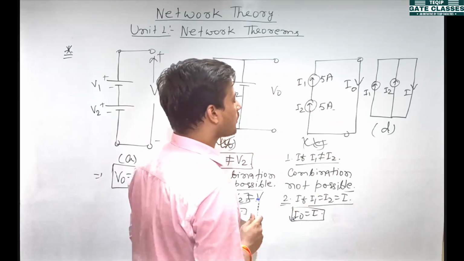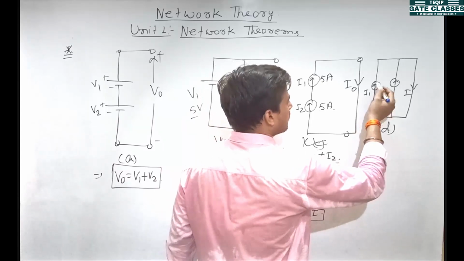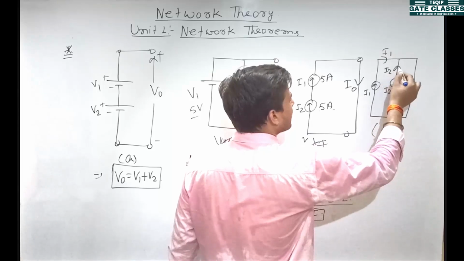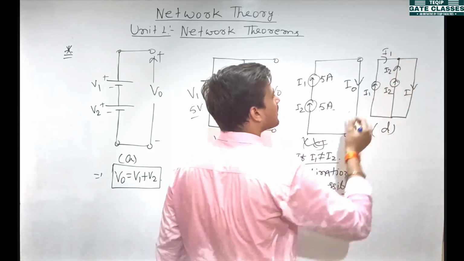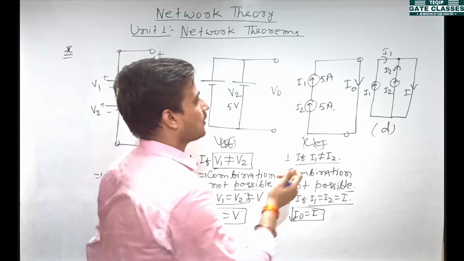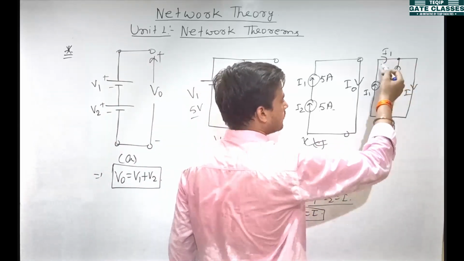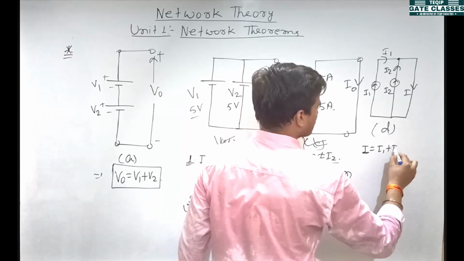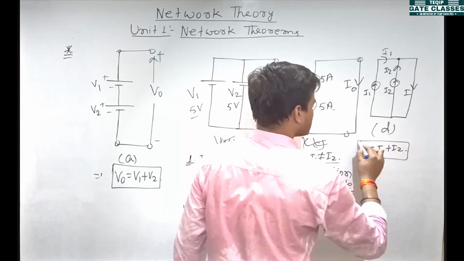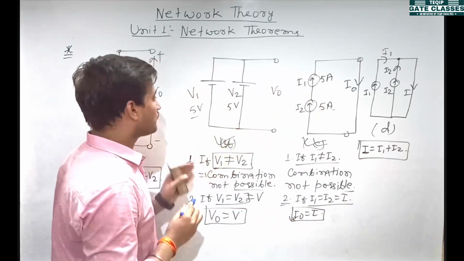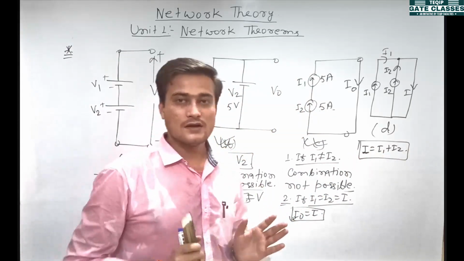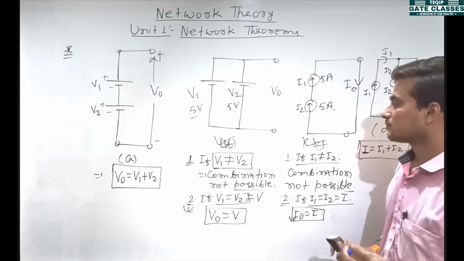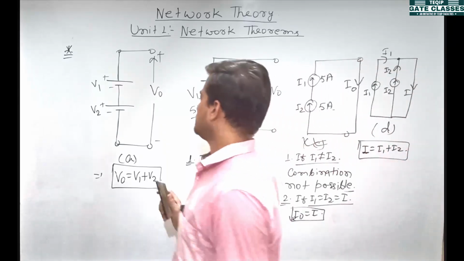Next come to case 4. This circuit is sending you I1. This circuit is sending you I2. At this node apply Kirchhoff's current law. So here the current I will be the sum of these two currents. So I will be equal to I1 plus I2. So these four are very basic circuits, but these four are very important circuits. Must remember all these points.